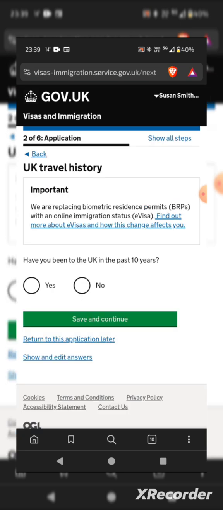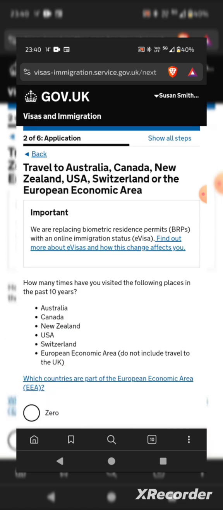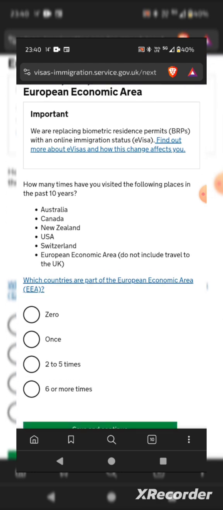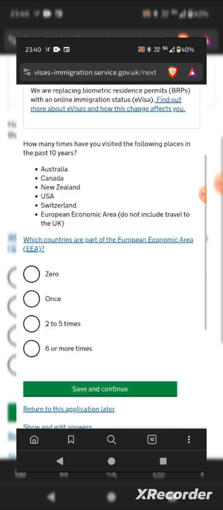Have you traveled to the UK in the past 10 years? If you have, take yes. If you have not, take no, save and continue. Have you visited other countries?